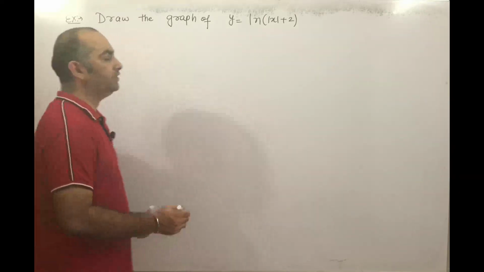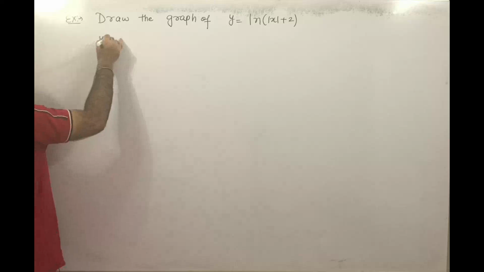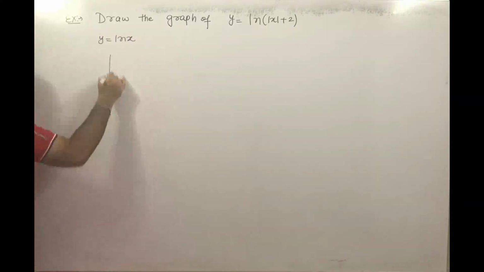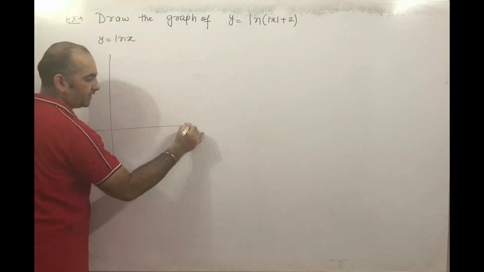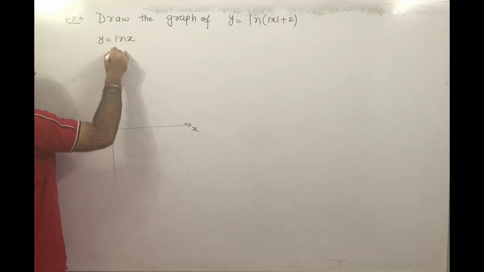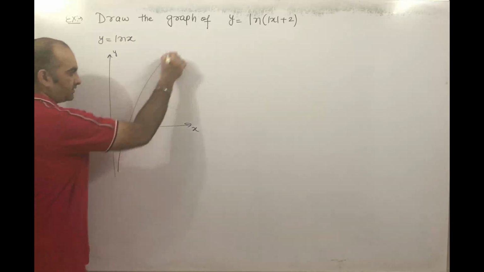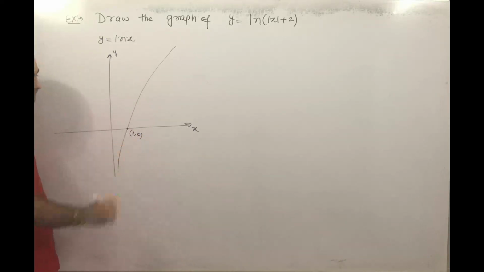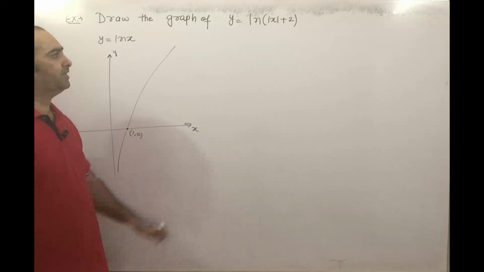Okay, so we know the y equal to ln x graph. So the y equal to ln x graph will come like this. This is the x-axis, this is the y-axis. This will come as the y equal to ln x graph. This point, if you see, this point is 1 comma 0. Okay, so we want this function graph.